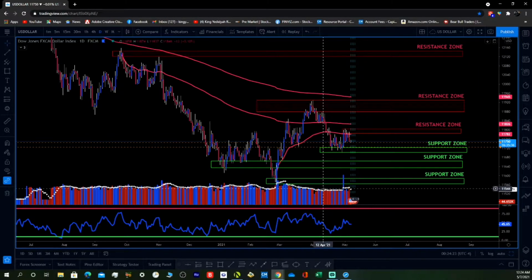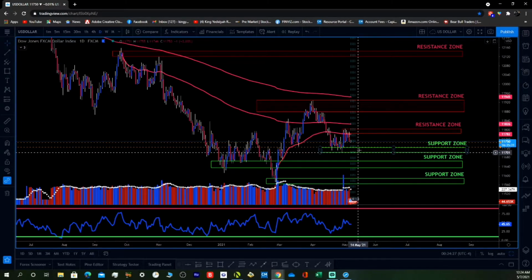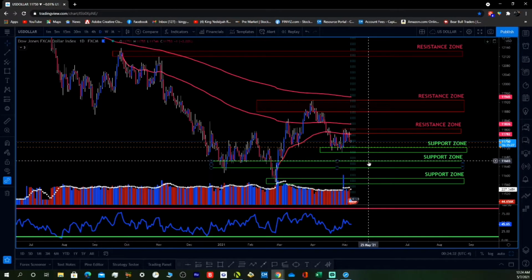So I'm expecting the US dollar to keep pushing down. You know what I'm saying? I'm expecting it to break this support zone right here and get around this area, and let's see what we do from there, you know.